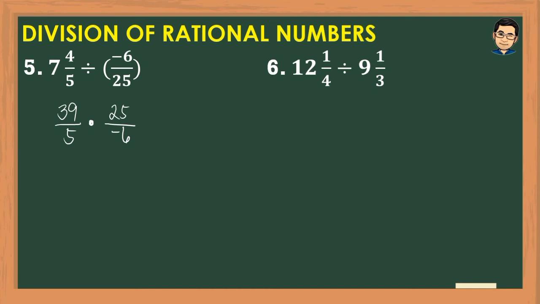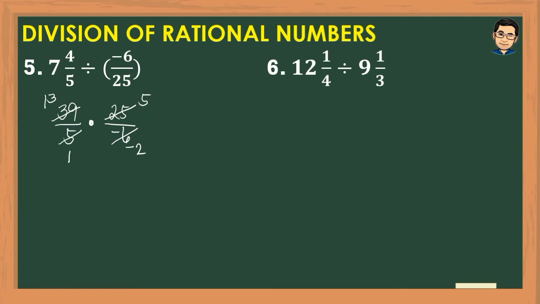And then we cross multiply. So 39 and negative 6, the GCF is 3. So 39 will become 13. And then negative 6 will become negative 2. 25 and 5, the GCF is 5, of course. So 25 will become 5. And then 5 will become 1.